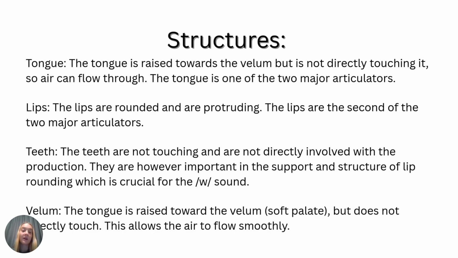Structures. The tongue is raised towards the velum but is not directly touching it so air can flow through. The tongue is one of the two major articulators. The lips are rounded and are protruding. The lips are the second of the two major articulators.